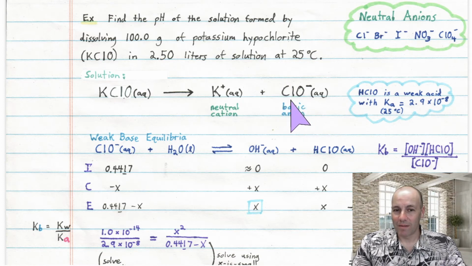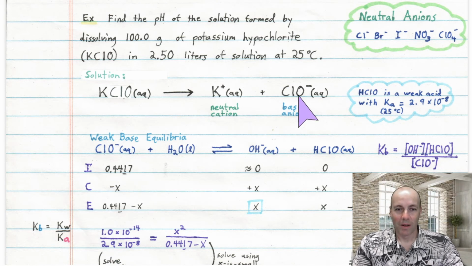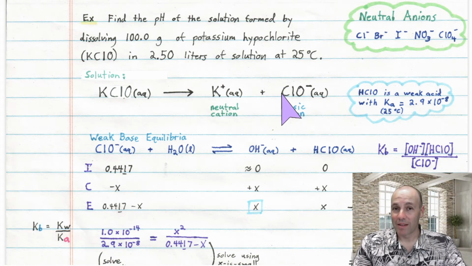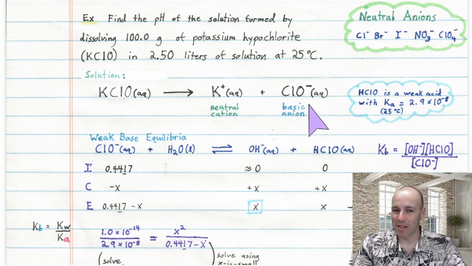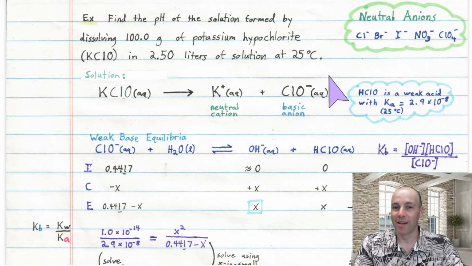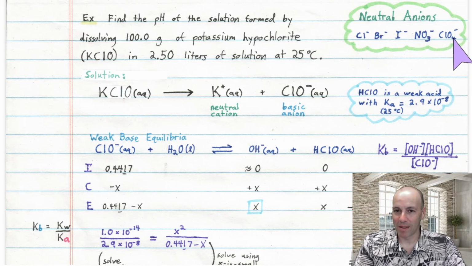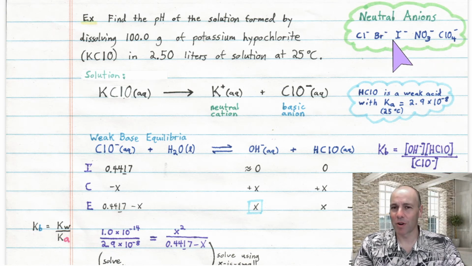Now, how do we know it's basic? Well, of course, if you ask about its conjugate, HClO, that's a weak acid. And since this is the conjugate base anion of a weak acid, that makes this a basic anion. Another way to remember that this is a basic anion is simply to memorize the list of neutral anions. So these are the anions that are neutral. There are 6 strong acids, but there are only 5 anions here.